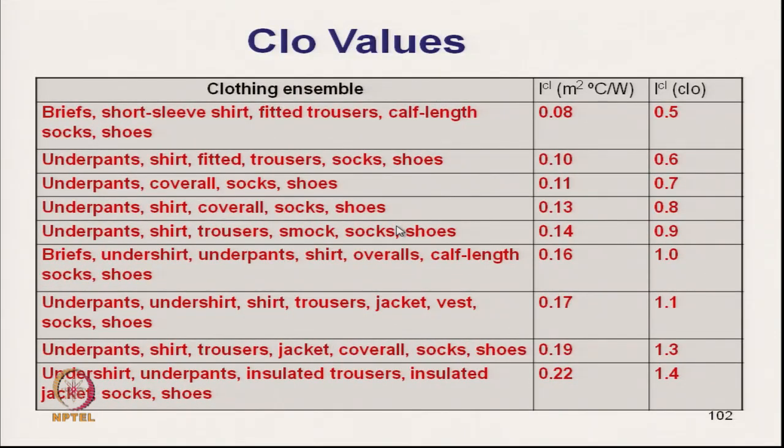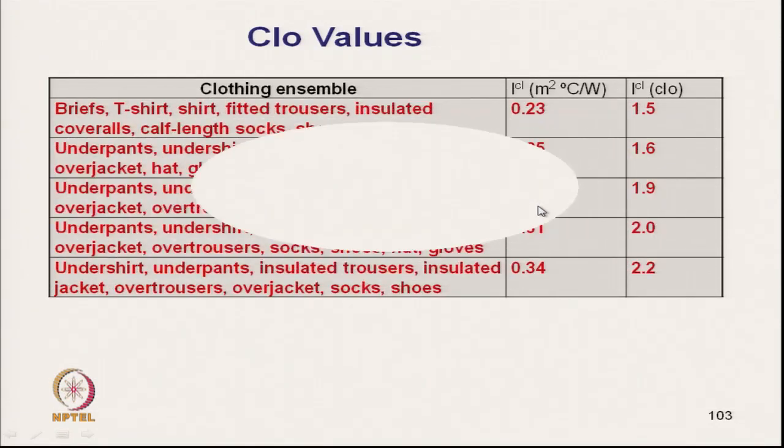Now, these are simple guidelines, available in published literature. So, we can have different combinations. We simply have to select a combination, and we know the total CLO value of all these combinations. For example, briefs, short sleeve shirt, fitted trouser, calf length sock and shoe. If a person is wearing that, then the CLO value will be 0.5. Accordingly we can select the combination. A few combinations are given here.